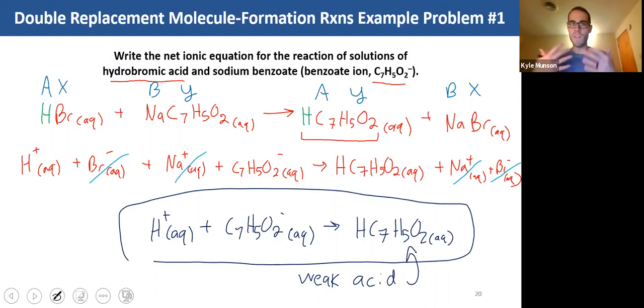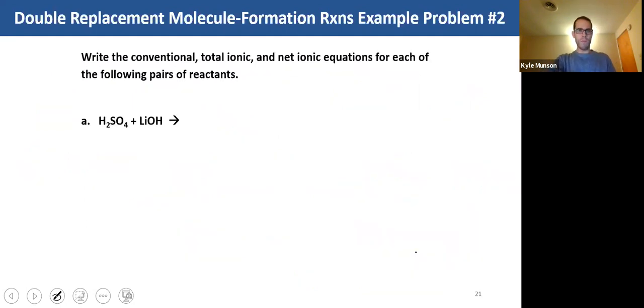Okay, so he stays together. All right, let's do one more. Write the conventional, total ionic, and net ionic equation for each of the following pairs of reactants. I think there are two examples coming up here, so I'll do this one with you and then we'll go forward.